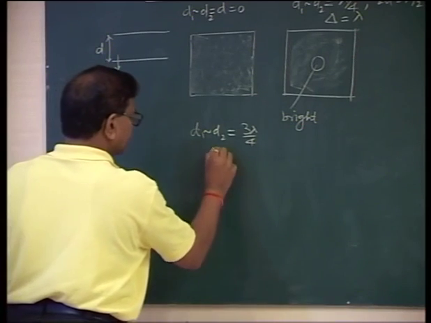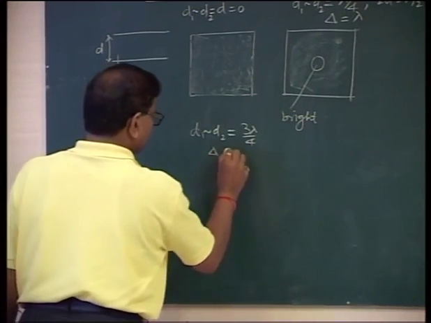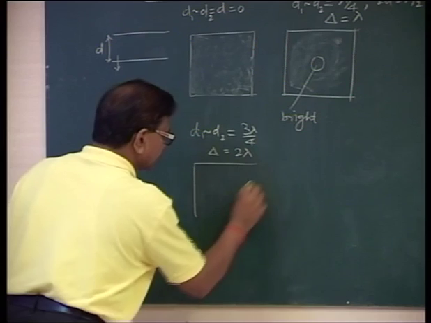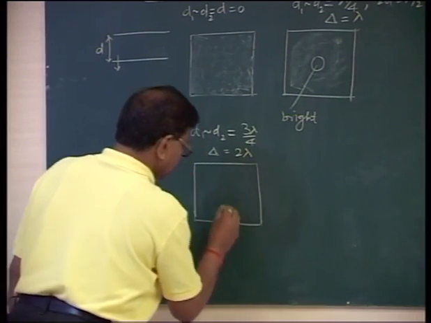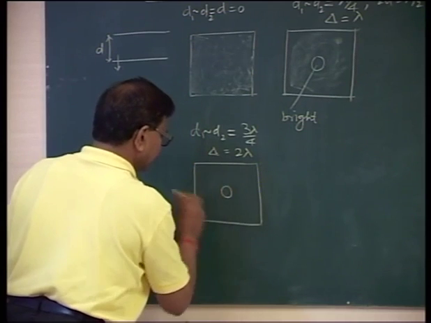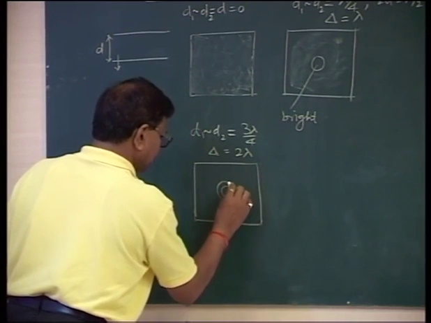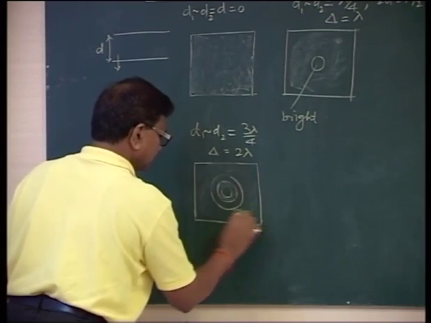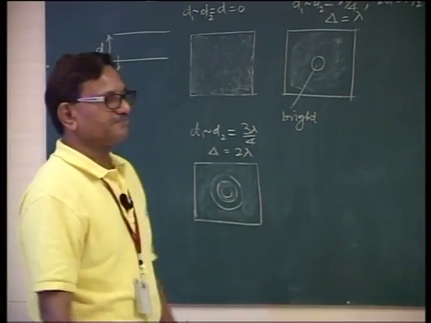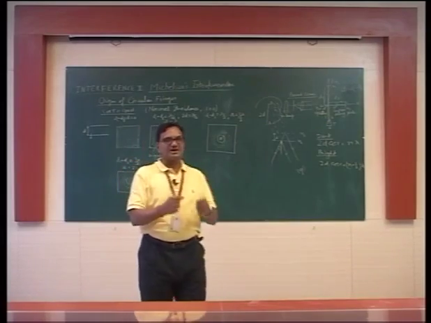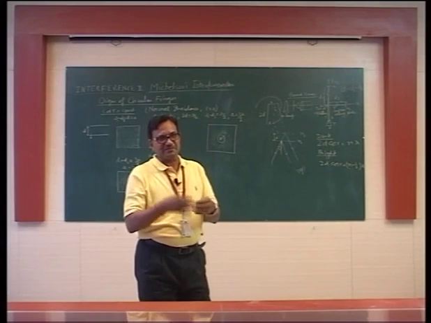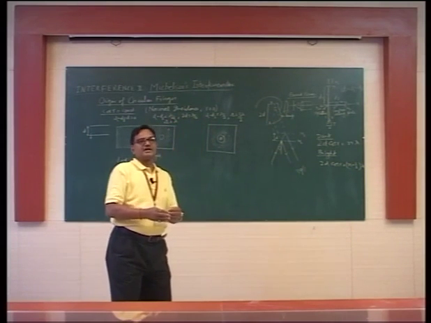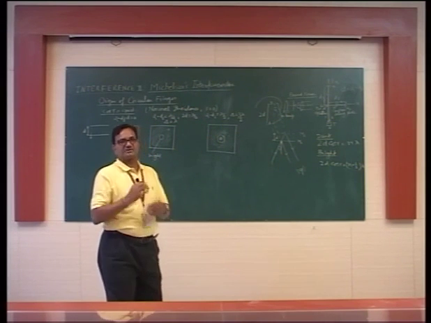Then the path difference becomes 2 lambda. Consequently, at the center, I shall have a bright fringe, bright ring. The dark ring will be thrown away a little more, and that will be the ring pattern. So what we see, as we move the mirror, that means as the separation between the mirrors is changed, the center becomes alternately bright and dark.